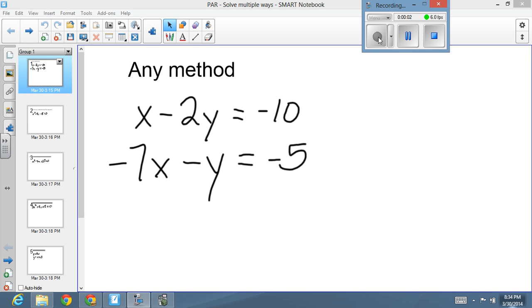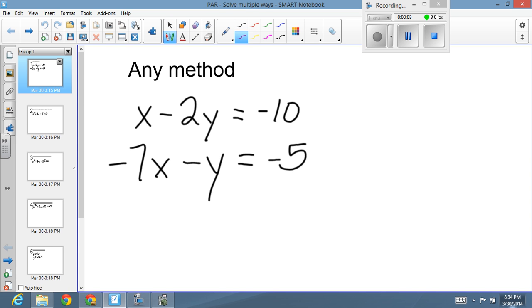Okay, let's start by solving using any method. Now you can use substitution, elimination, or you can use graphing. In this case, if you want to use substitution, substitution calls for having one or the other equation being in an x equals or a y equals form. And even if they're not, if you can make that happen relatively quickly, substitution would be a good method. I could see that being used here.